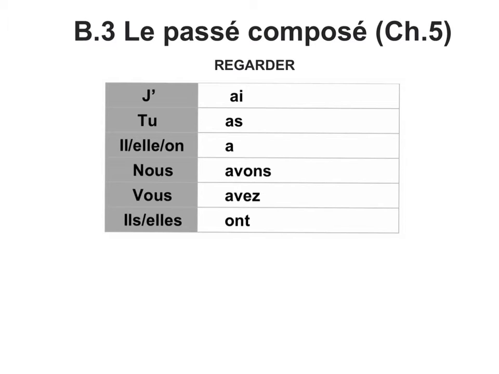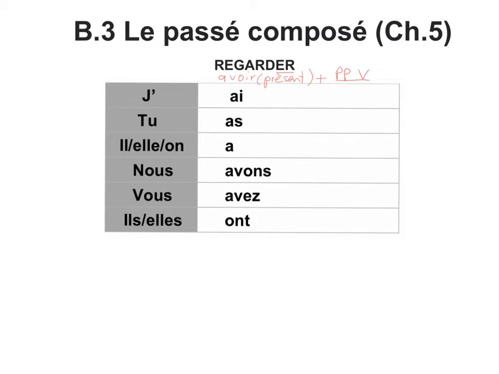So let's take the verb regarder, ER verbe du premier groupe, and when you structure your passé composé, you need two things. You need the verb avoir at the present tense, plus the past participle of your verb. So let's go over avoir at the present tense. You should know it by now. J'ai, tu as, il a, nous avons, vous avez, ils ont.